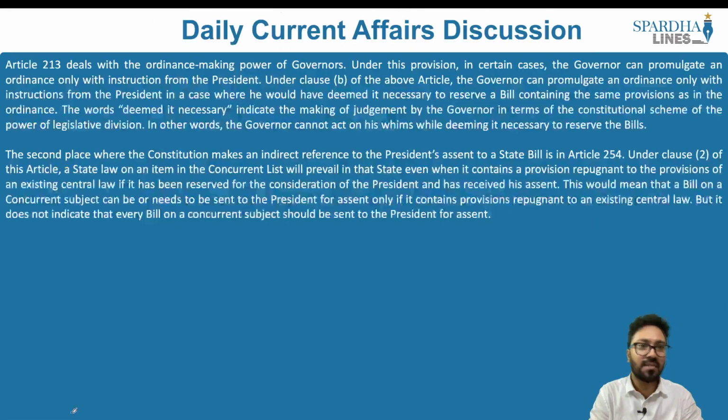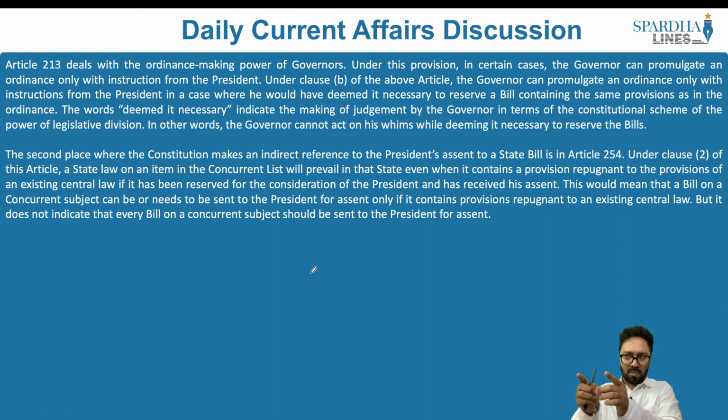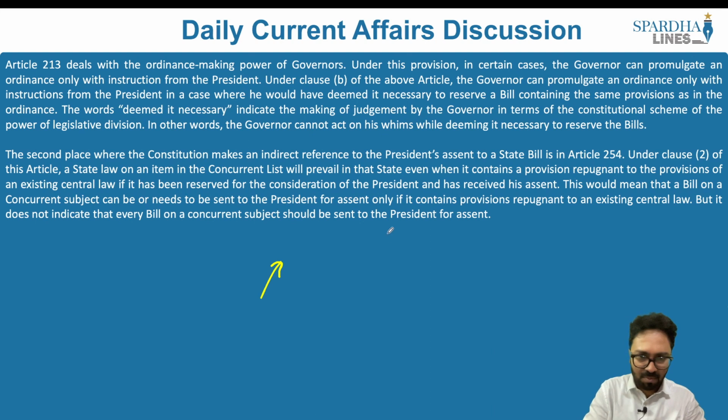What do we understand by this? Let's say, for example, we have one of the bills that is being proposed by the state government. The state government will come up with an act, will propose a bill. This bill is a concurrent subject. What is a concurrent subject? The state governments would be able to make the laws, and at the same time the union government would also be able to make the laws. For example, education is one such subject.